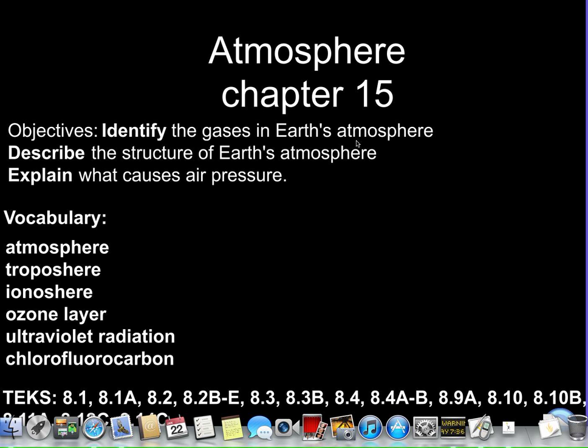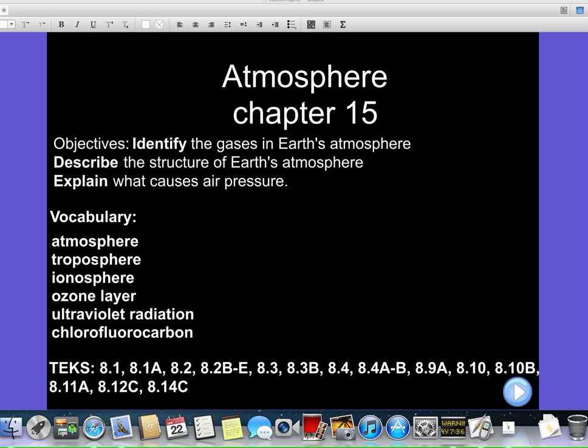Today we're working on Unit 8, the atmosphere, and we're focusing on Chapter 15 loosely. So we want to be looking at some certain vocabulary. We want to be looking out for the words atmosphere, troposphere, ionosphere, ozone layer, ultraviolet radiation, and chlorofluorocarbons. We also want to be able to identify the gases within the Earth's atmosphere, describe the structure of Earth's atmosphere, and explain what might cause atmospheric pressure.